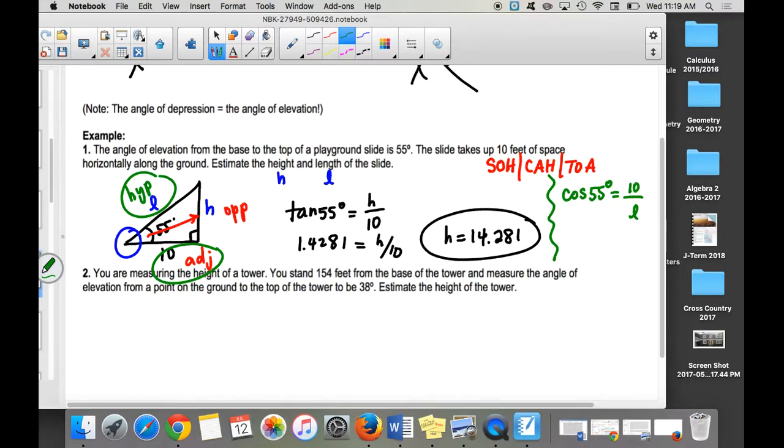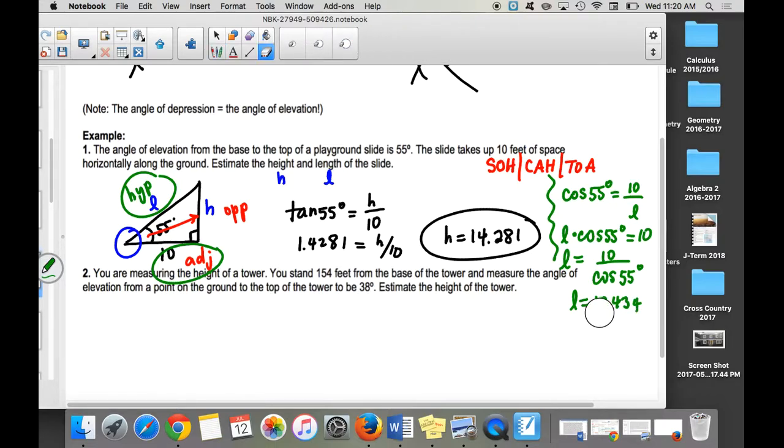Okay, so if I was going to solve this, I'm going to have to multiply the L over first. It's kind of like cross multiplication. Sorry, my 5s and S's always look the same. So I multiply the L over here. So I have L times cosine of 55. And I'm going to take that number, cosine of 55, and I'm going to divide it over. So you should have L is equal to whatever 10 divided by cosine of 55 is. So 17.434.